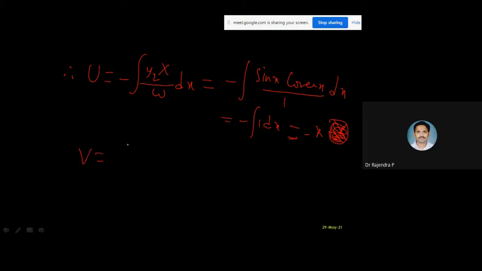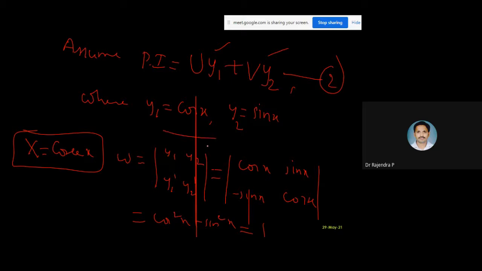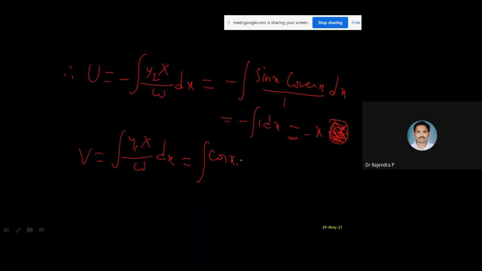So v, what is the formula? Integral y1 X by w dx. What is y1? Cos x. So cos x into cosecant x by 1 into dx. So cos by sine is what? Yes, cot. Very good. Integral cot x dx is equal to logarithm of sin x. Correct? Yes or no? Don't write plus C.